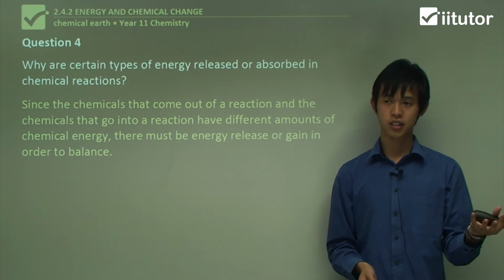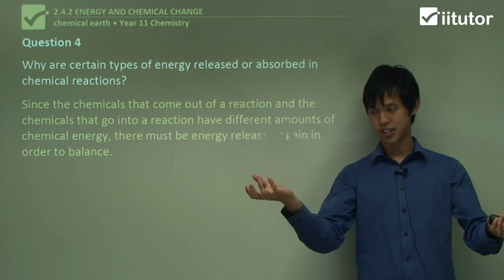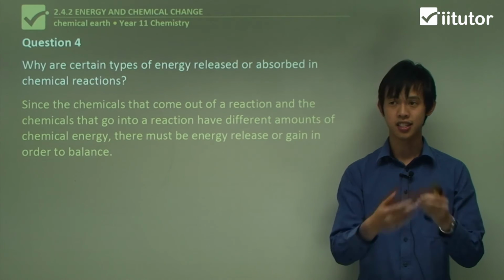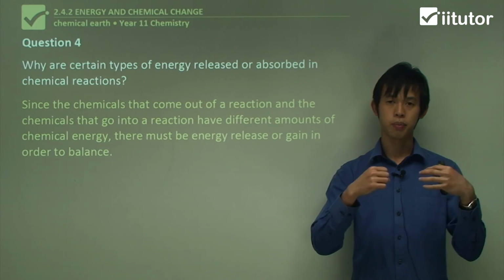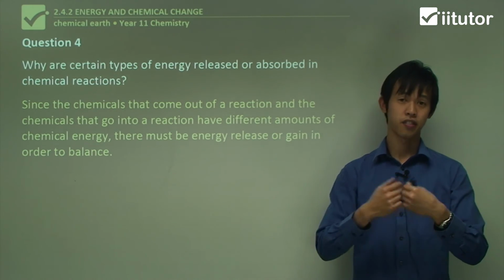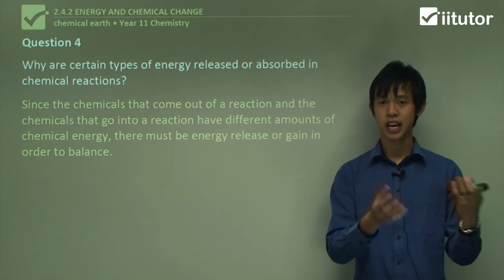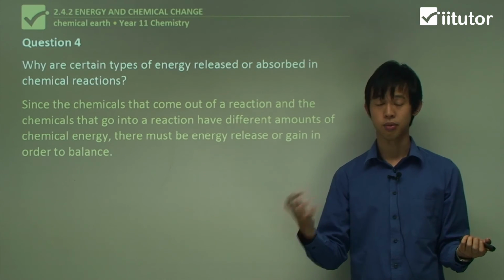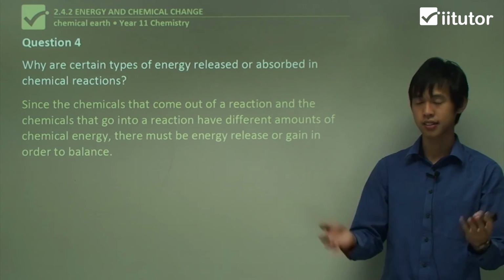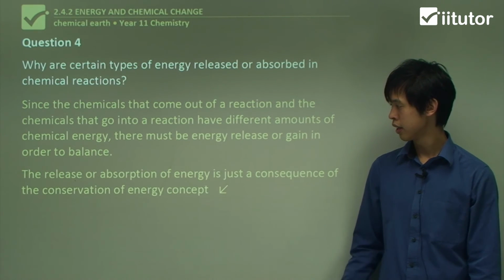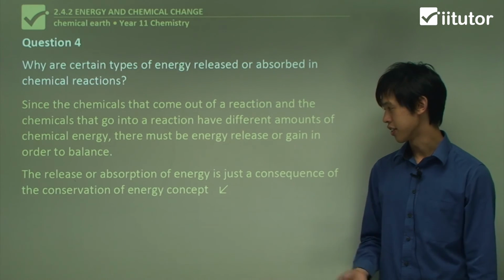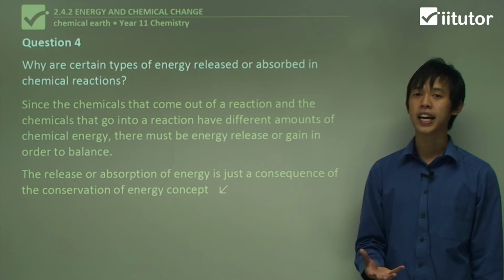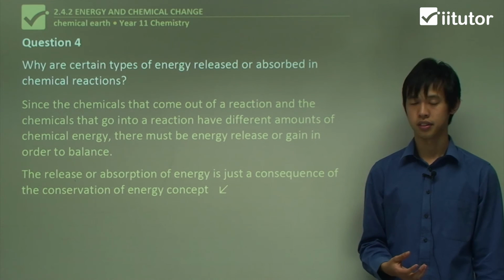Now the question becomes, how can one suddenly turn into the other? The easy way to solve that is by looking at the energy that's released in the reaction. When the petrol burns, it releases a lot of energy, and that energy is part of the chemical energy in the petrol until it finally gets down to the carbon dioxide, which has very little chemical energy. That's how we balance the two energies. The release or absorption of energy is just a consequence of the conservation of energy, the fact that energy needs to be conserved.